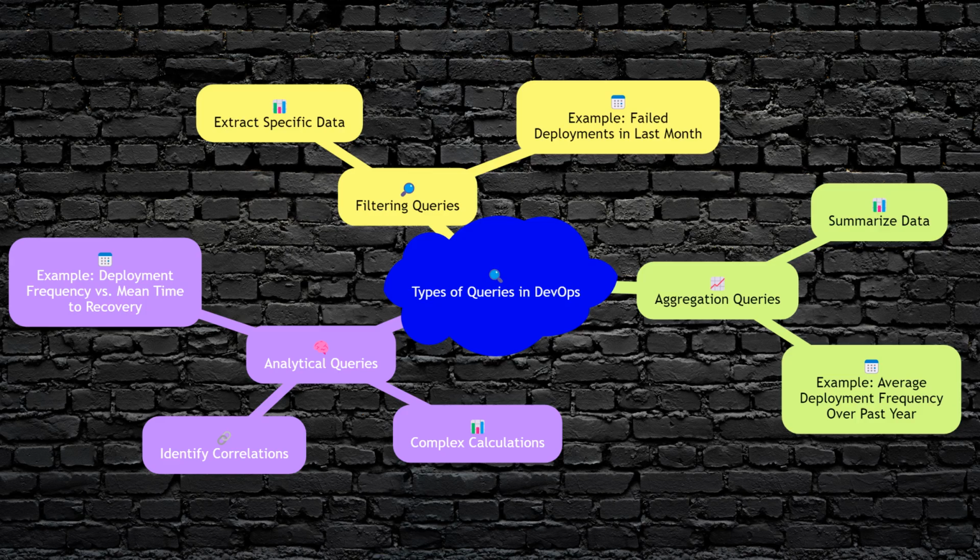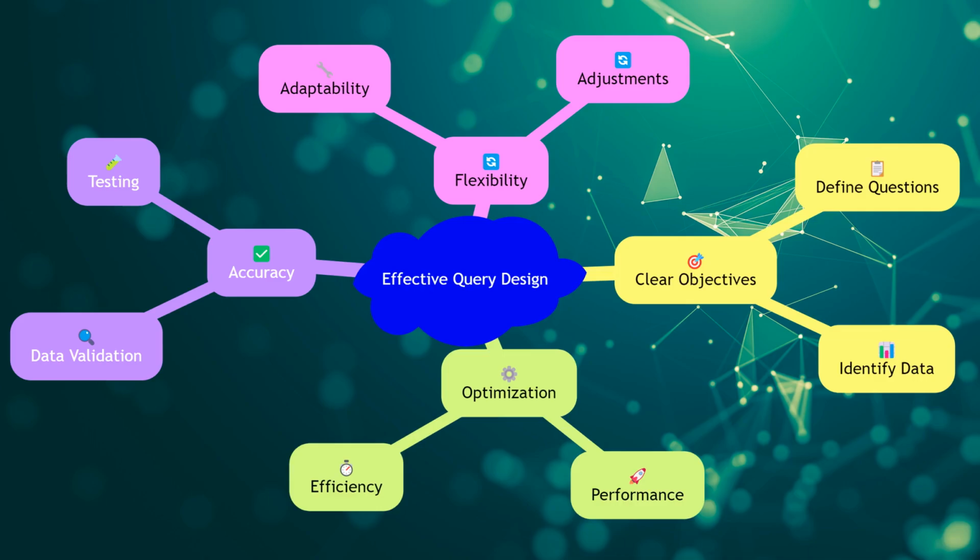For example, a filtering query might be used to identify all deployments that failed in the last month, while an aggregation query might be used to calculate the average deployment frequency over the past year. Analytical queries can be used to identify correlations between different metrics, such as the relationship between deployment frequency and mean time to recovery.